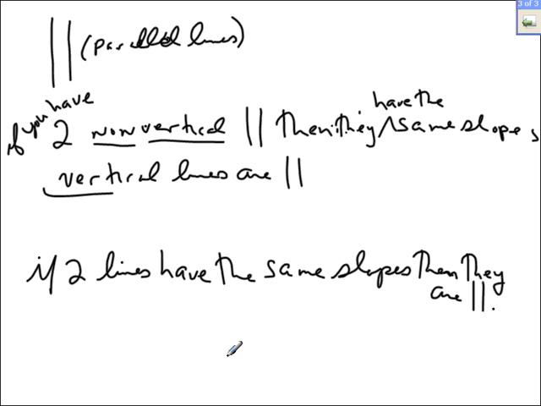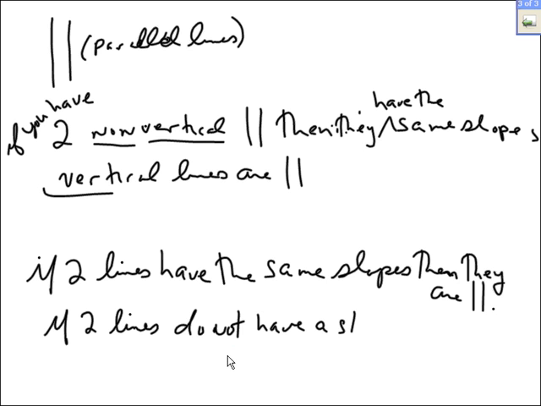Vertical lines are parallel if two lines do not have a slope. That is, their slopes are undefined. If two lines do not have a slope, then the two lines are parallel. They come hand in hand. Okay, we just talked about parallel lines.